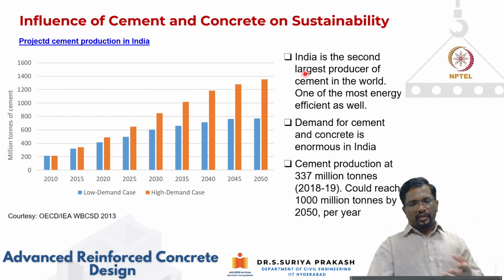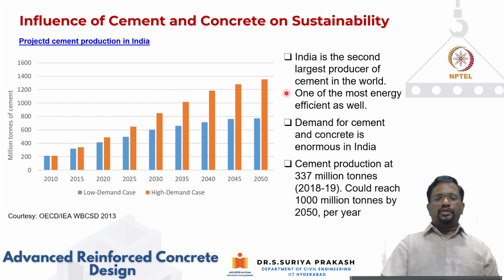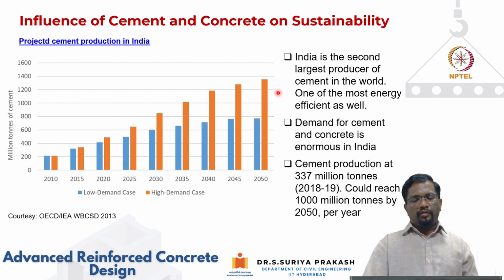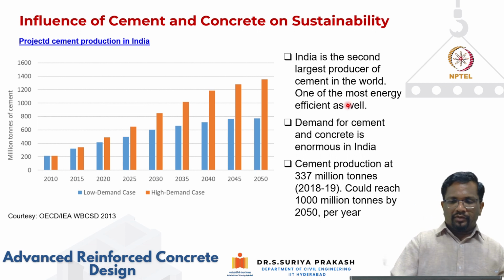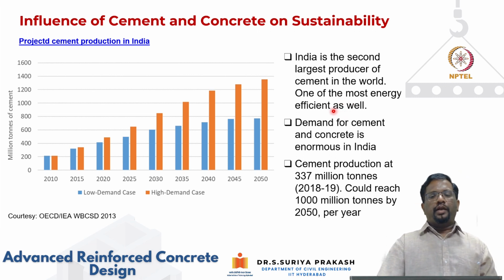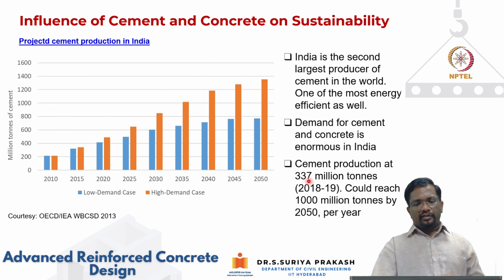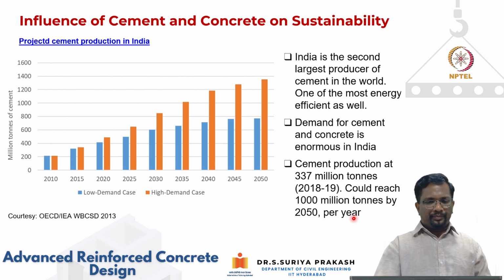So, again, India is the second largest producer of cement in the world. In fact, our plants have become more efficient, and it is one of the most energy efficient as well. And demand for cement and concrete is very enormous in India. And cement production at 337 million tons in 2018-19 can reach 1000 million tons per year by 2050, as we've seen, right? So there's a huge demand for cement and concrete.